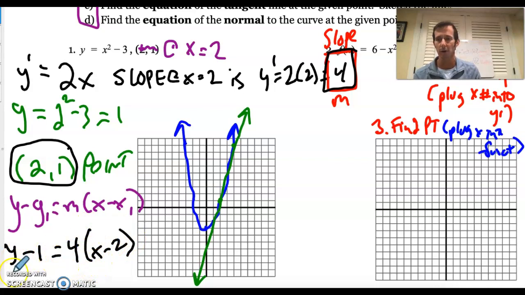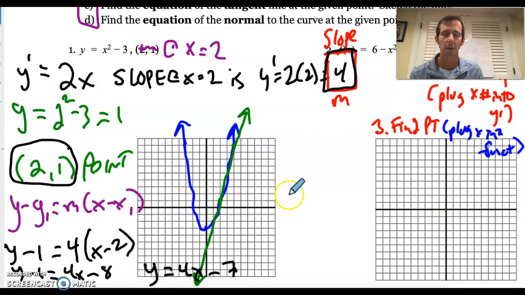You distribute the 4, and then I add the 1 over, and so slope-intercept form would be y equals 4x minus 7. The other way to do it would be to go straight to y equals mx plus b. And I don't know what b is, but I do know m, 4. I do have an x and a y value on the line. It's right here, (2, 1).